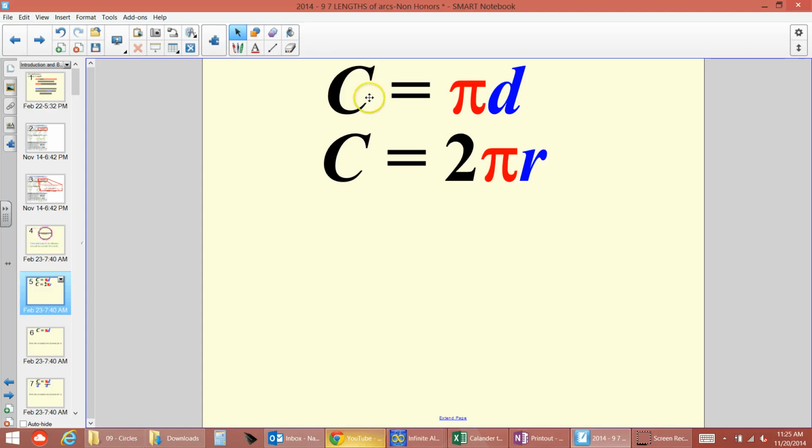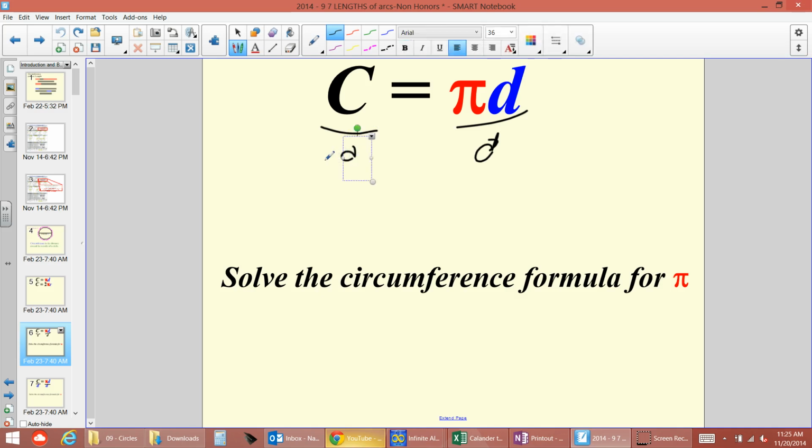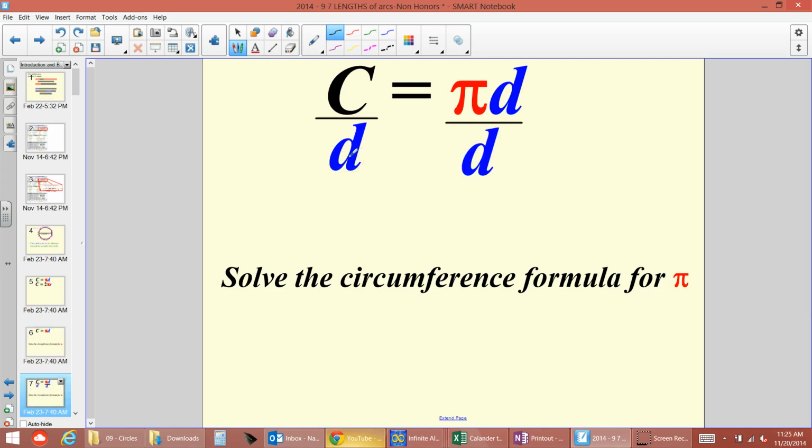All right, so my circumference formula is circumference equals pi times d, or circumference equals 2 pi r, because we know that d is really just twice as big as the radius. Now, if we solve this formula for pi, we divide both sides by d, and then we're going to end up with pi equals C over d.